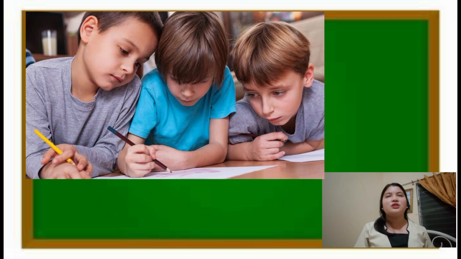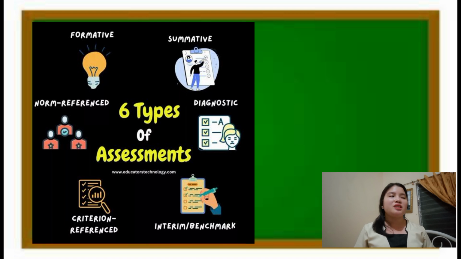For example, grades and report cards. Of course, as a teacher, it is your duty to have that kind of reporting. So the characteristics: it typically occurs at the end of the unit, term, or course. Examples include final exams, standardized tests, and culminating projects.